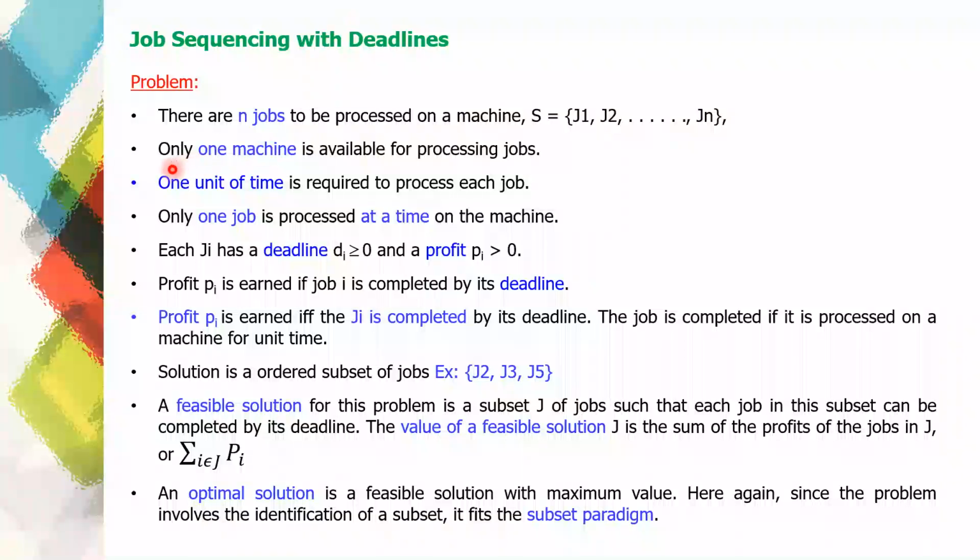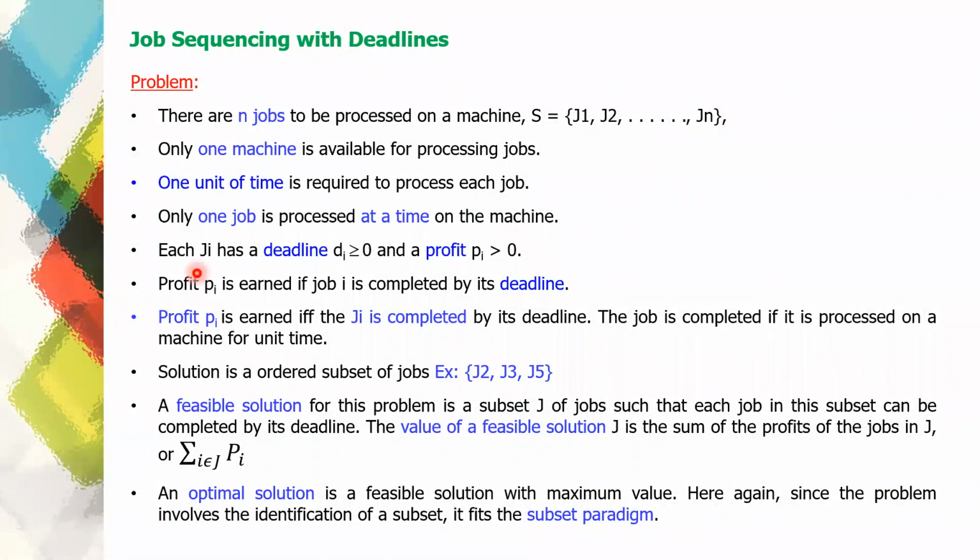And these are the constraints. Only one machine is available for executing the jobs. At a time, only one job can be executed on the machine. To execute a job, 1 unit of time must be spared. One job will take 1 unit of time to get executed. As such, you can execute only one job at a time, and only one machine is available for executing the jobs.